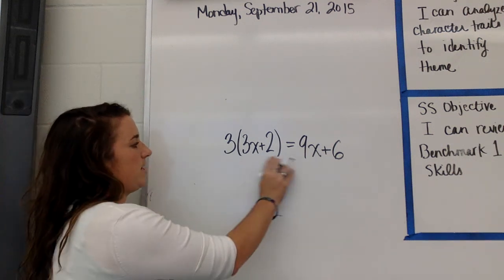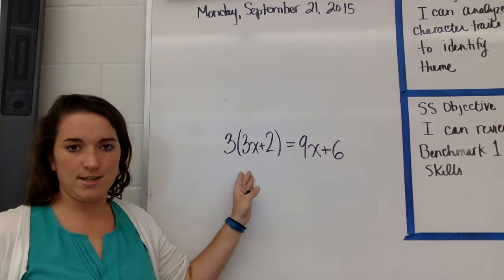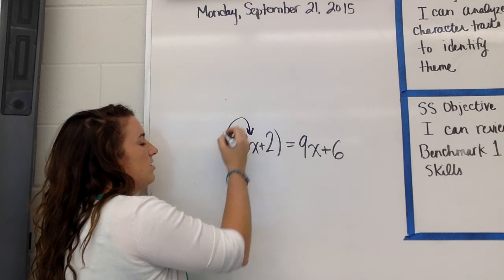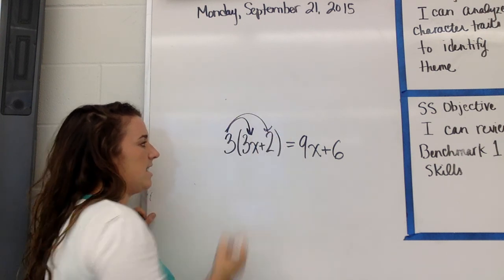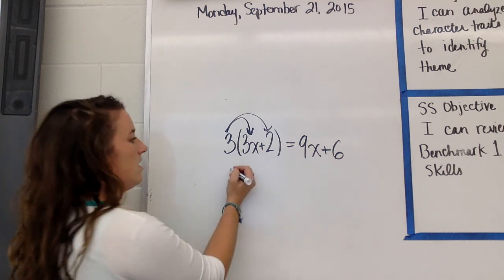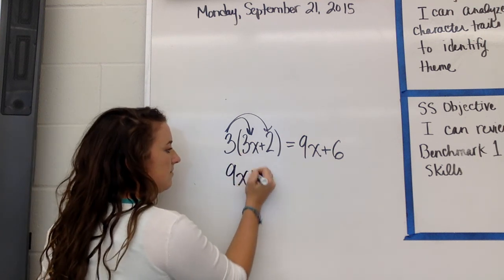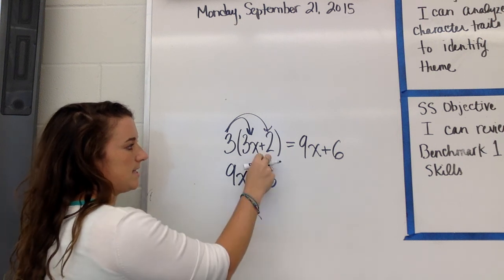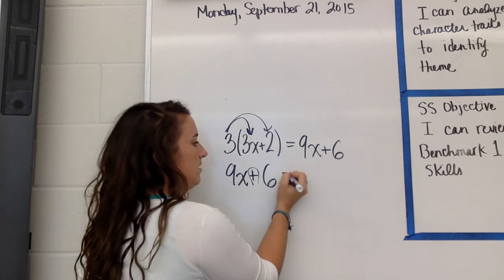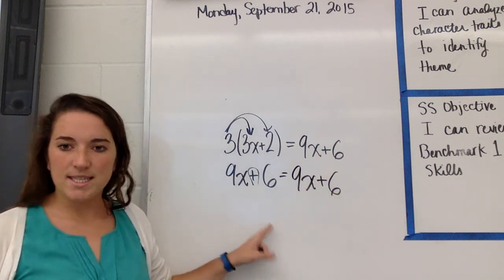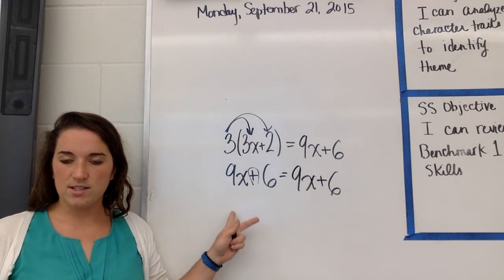The left side of the equation can be further simplified. What can I do? I can distribute. I can distribute my 3 to the 3x as well as the 2. What will it look like once I distribute? It will be 9x plus 6, because I multiplied 3 times 3x, kept my sign, and then 3 times 2. Equals 9x plus 6. Can anybody tell from here what the answer to this equation is?